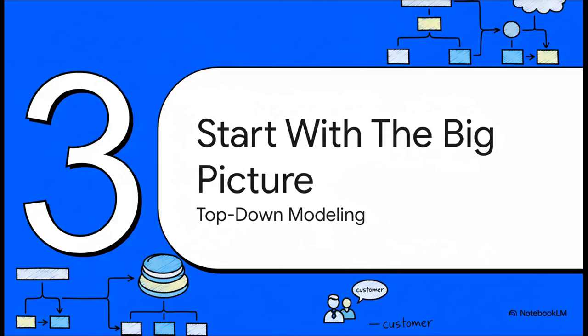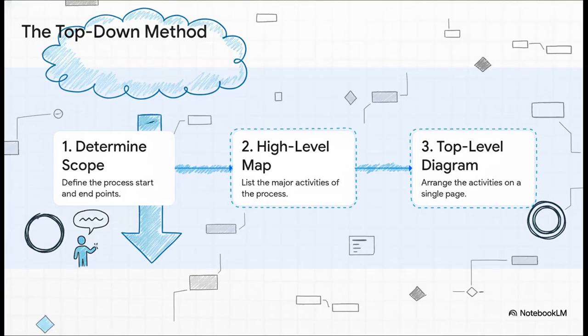So, now that we've established you don't need a PhD in diagramming to get going, let's dive into the number one most important rule of this method: always model from the top down. You have to resist that temptation to just jump straight into all the messy details from the start. So what does that actually look like? Well, first, you just agree on the scope. Where does this process start and where does it end? Simple. Then, you list out the major activities. Ideally, you want 10 or fewer. The whole goal is to create one complete end-to-end view of the process that fits on a single page. This gives everyone that crucial big picture before you get lost in the weeds.